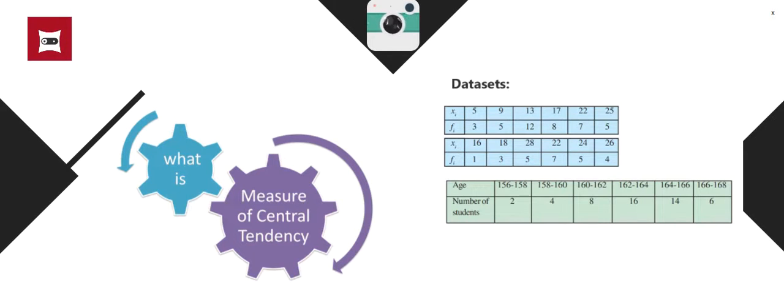In the first type of datasets, we can see that there are two variables xi and fi. Various values of xi are given in first row and various values of fi are given in second row. Similarly, you can see in second dataset such as the age of students and number of students. Various values of ages of students are given in the first row and the number of students belonging to those ages are given in second row.